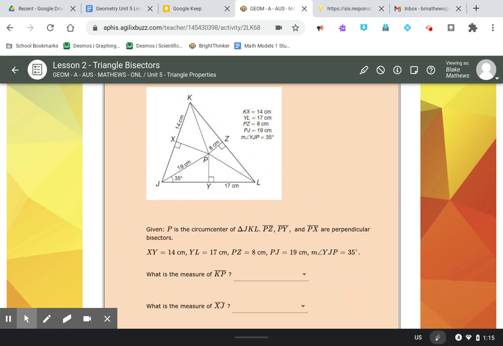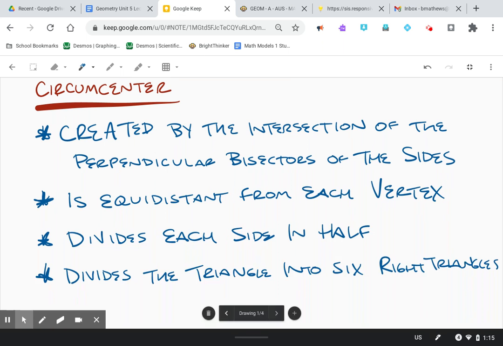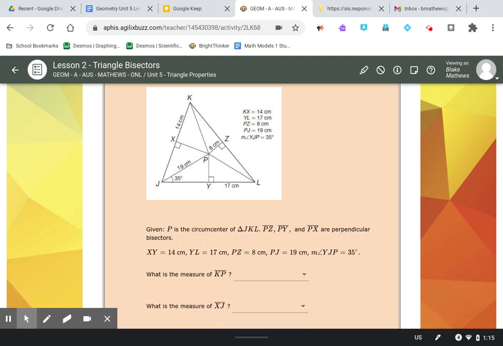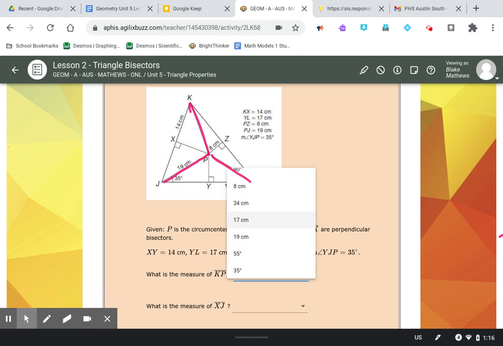And the reason I know that is because if we go back over here, we can see that the circumcenter is equidistant from each vertex. So if I go back over here, that means that these sides all have to be the same length. So let's go ahead and draw that on there. Let's use a different color here. So these 3 sides all have to be the same measure. So that tells me that it's going to be 19 centimeters. See if that is one of our answer choices. Yes, it is, 19 centimeters.